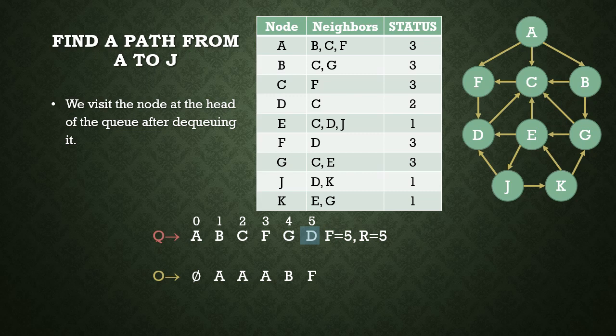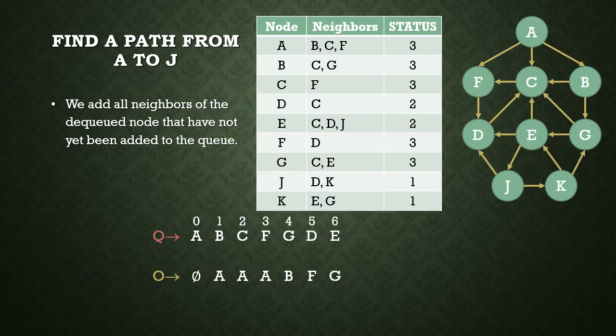Now we visit G. Status of G becomes 3. Front is advanced. We add all neighbors of the dequeued node, which is G, that have not yet been added to the queue. G has two neighbors, C and E. C has already been added, so we enqueue E. And the corresponding entry for E in O is G because it is enqueued after the dequeuing of G. The queue now exists from D to E. You can see that we have advanced the rear variable.